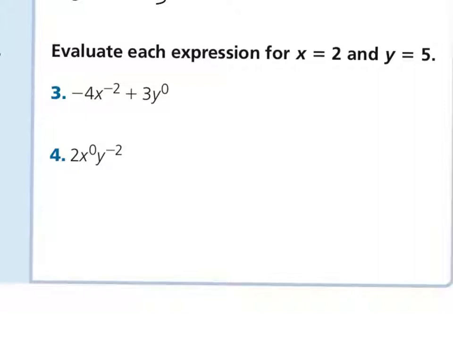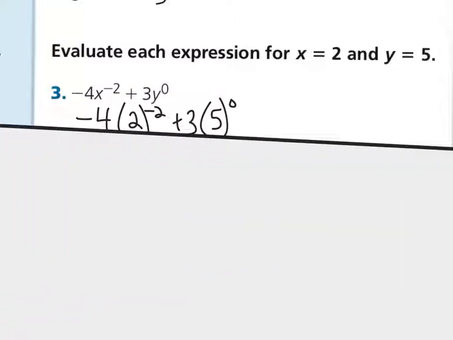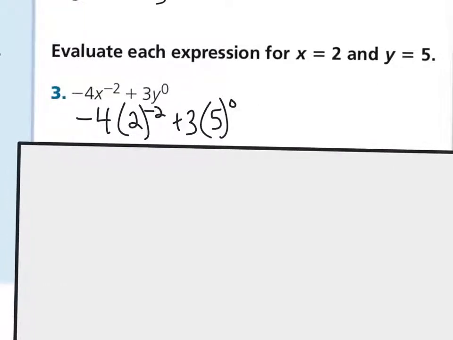So first thing we can do here is we can go ahead and substitute in. So x is 2 and y is 5. And then I'm just going to give myself some room here to work. So what you can do on these problems if you want to is you can go and hunt for all of the something to the 0 powers and just say that those are going to be equal to 1.